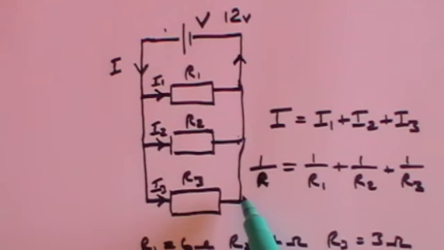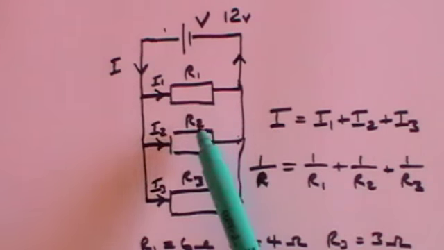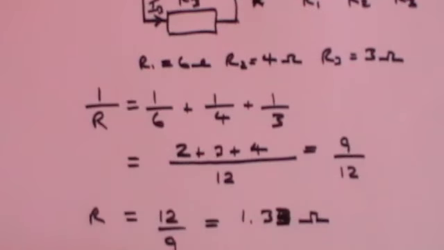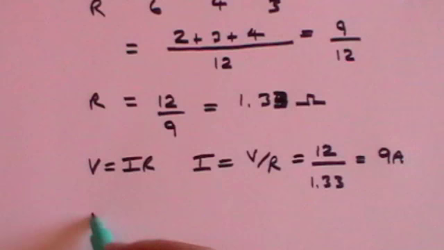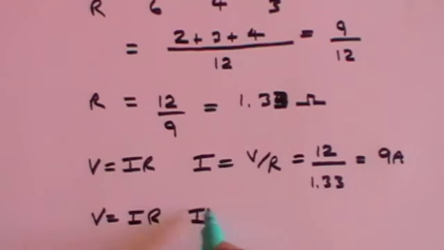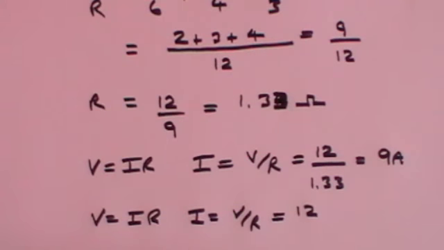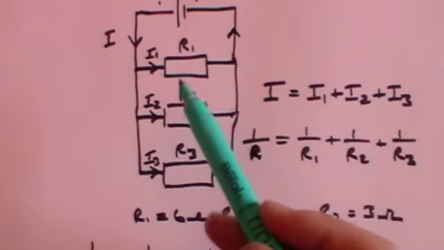So V is always 12. R, of course, is the actual value of the resistance. So let's take the first resistance, R1, whose value is 6 ohms. So if V equals IR, that means that I is equal to V over R, which in this case is 12, because the voltage is across all of those resistors each, and the resistor was 6 ohms. So it's 12 divided by 6, that's 2 amps. So 2 amps flows through the first resistor.